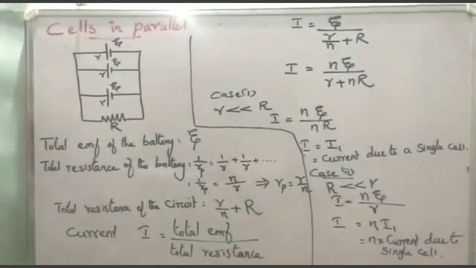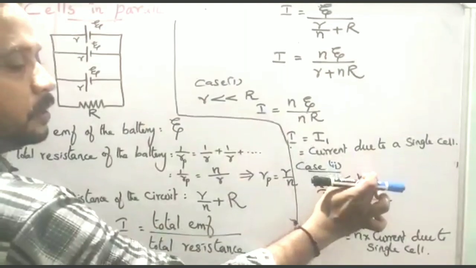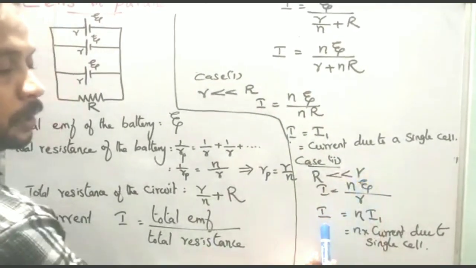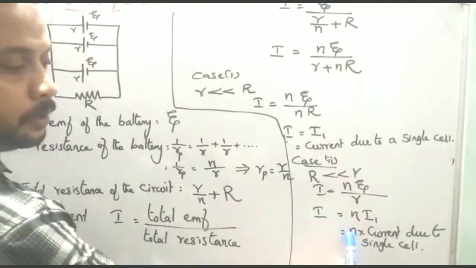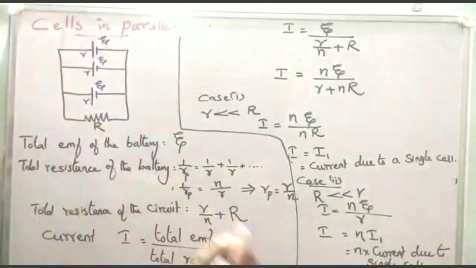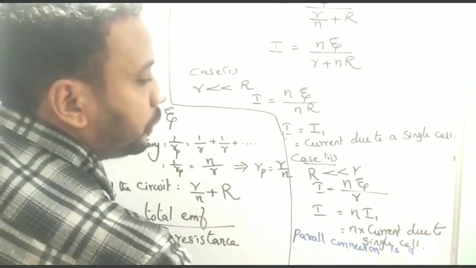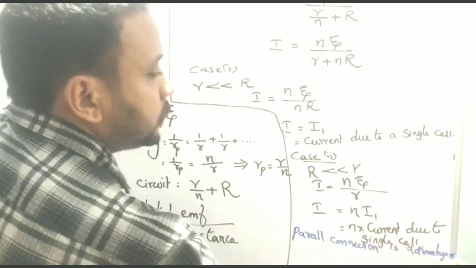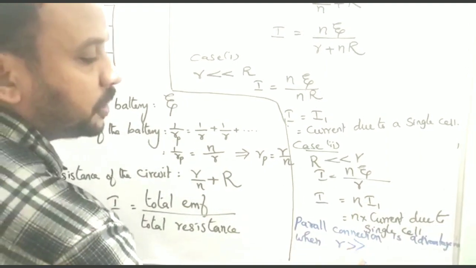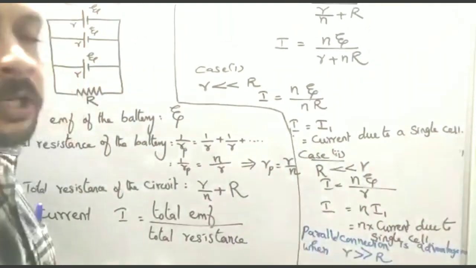அப்ப இதுல என்ன சொல்லிடலாம் பாருங்க, அது கனெக்ட் பண்ணக்கூடிய செல்லினுடைய இன்டர்னல் ரெசிஸ்டன்ஸ், எக்ஸ்டர்னல் ரெசிஸ்டன்ஸை விட கூடுதலாக இருந்தால் உனக்கு அந்த செல் தரக்கூடிய டோட்டல் கரண்ட் n into current due to single cell. அப்ப இங்க அட்வான்டேஜ் எது பாரு, parallel connection is advantageous when small r is very much greater than capital R. internal resistance, external resistance விட கூடுதலாக இருக்கும்போது உனக்கு parallel connection வந்து advantage.